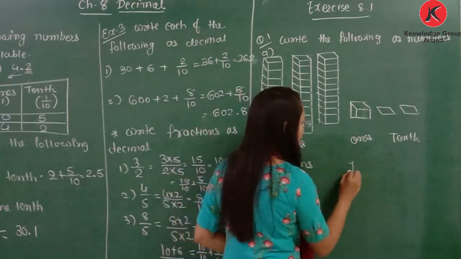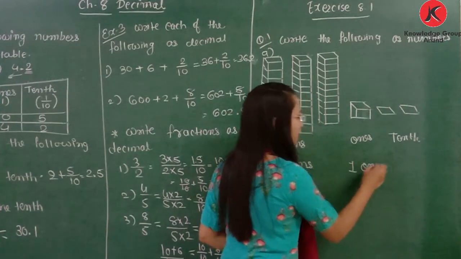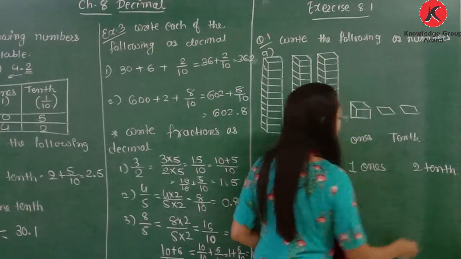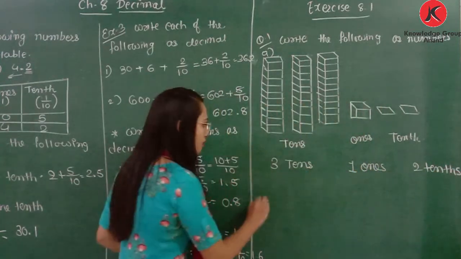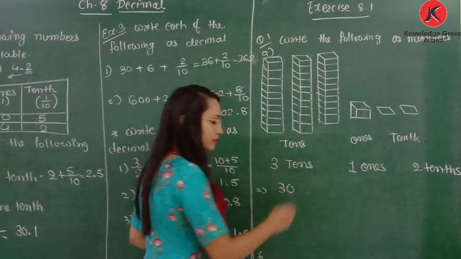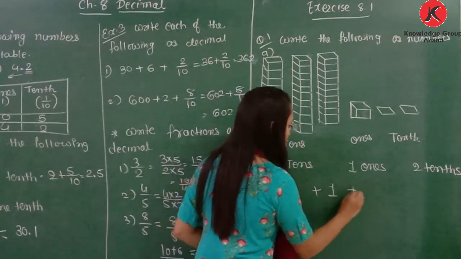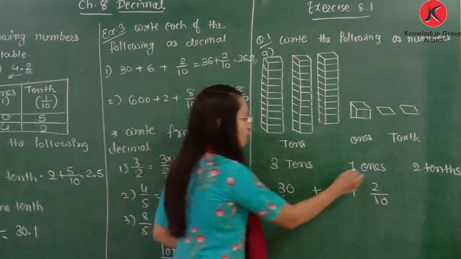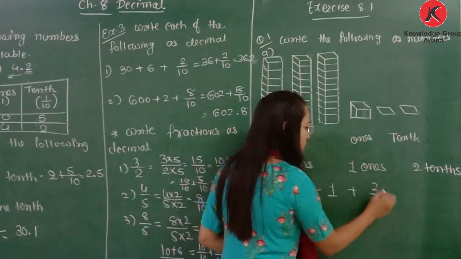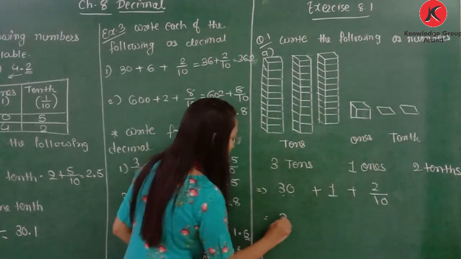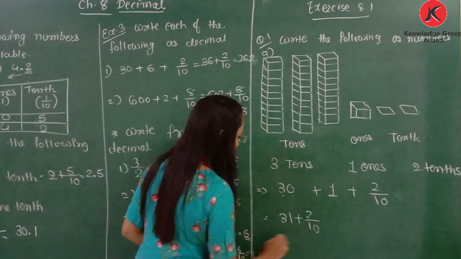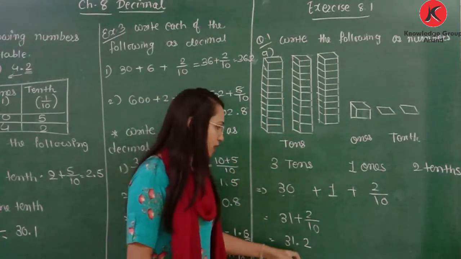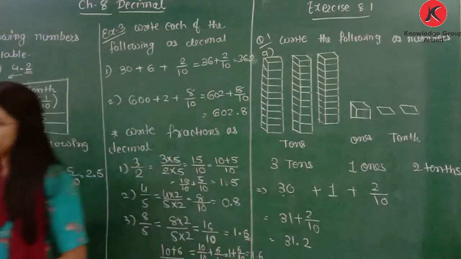How many ones we have? Only 1. And how many tenths we have? 2 tenths. So in a decimal number we can write 30 plus 1 plus 2 by 10. 3 tens means 30, 1 means 1 and 2 tenths means 2 by 10. So as a decimal we can write it is 31 plus 2 by 10. So it is 31.2. So as a decimal, this figure represents 31.2.